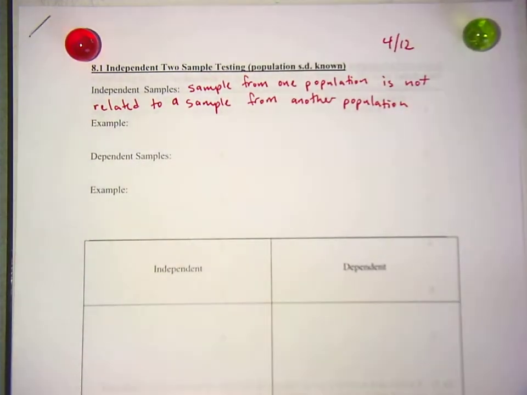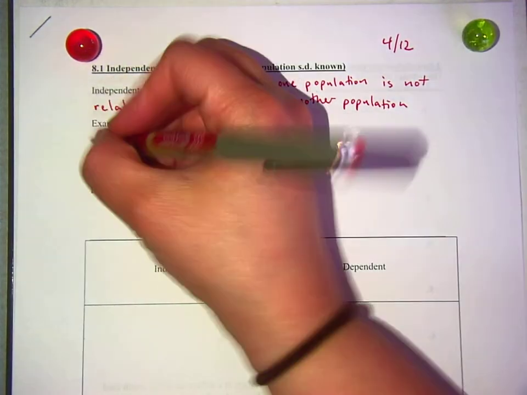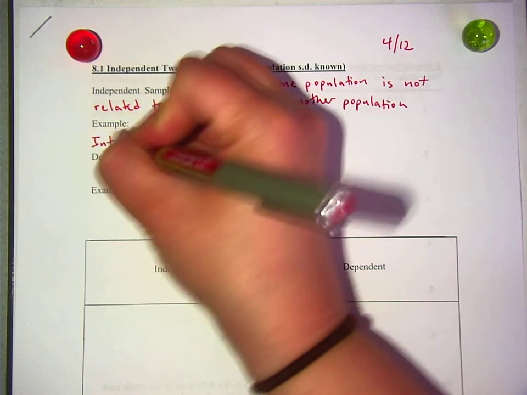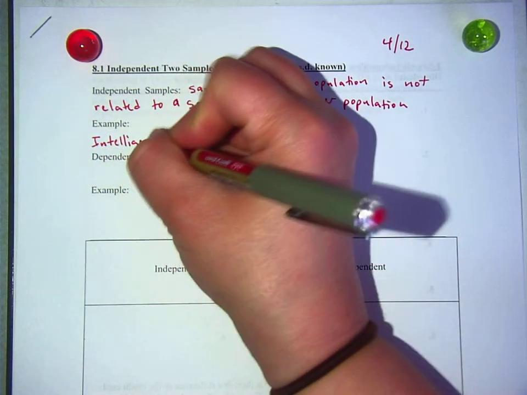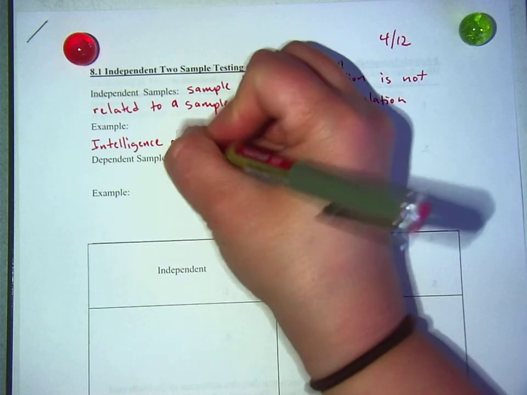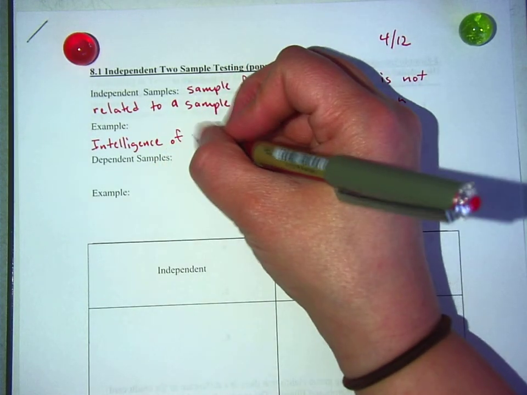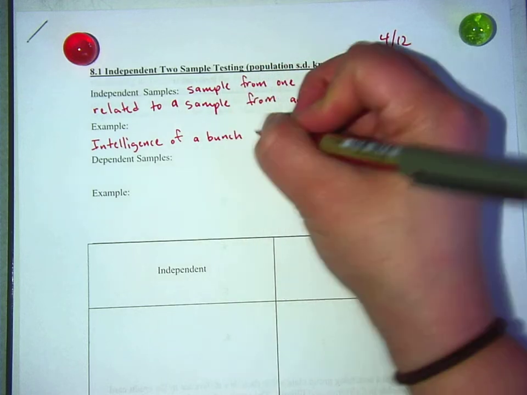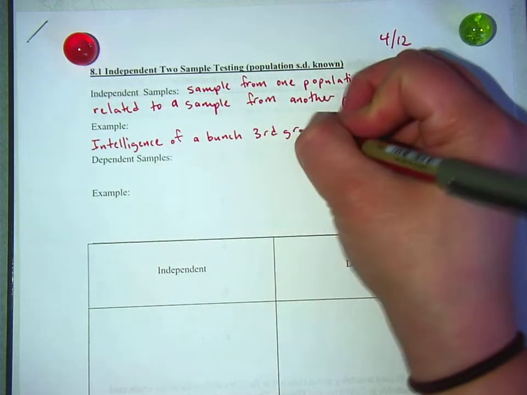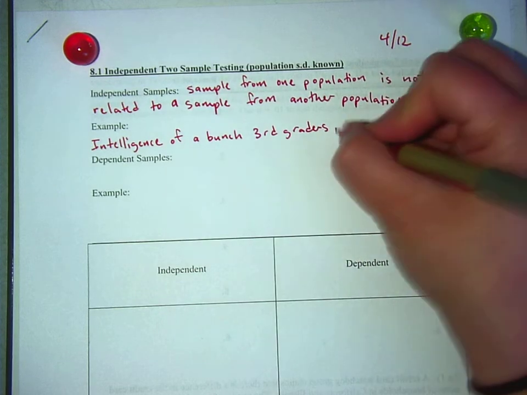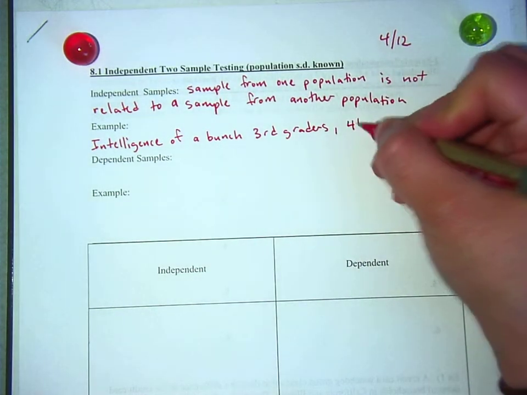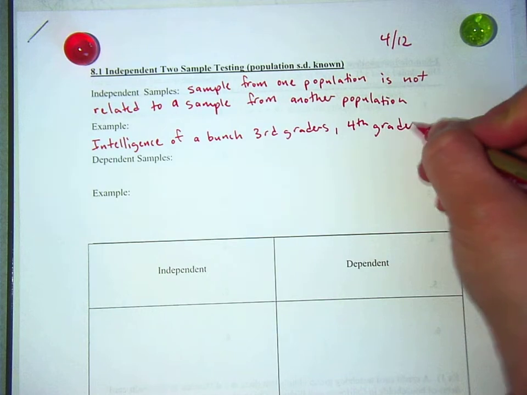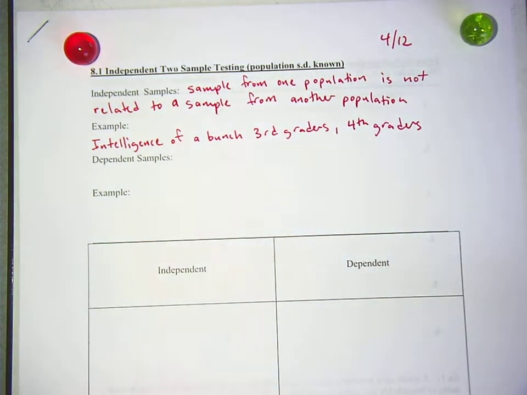So, an example of that would be the intelligence of a bunch of third graders, like IQ scores, and a bunch of fourth graders, if we want to compare third graders to fourth graders.